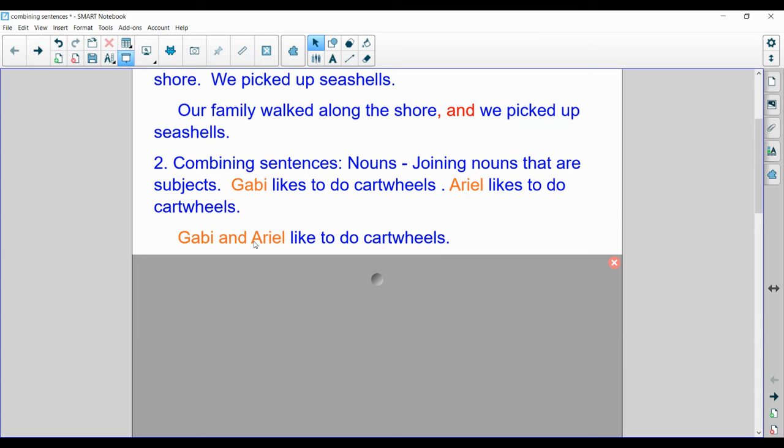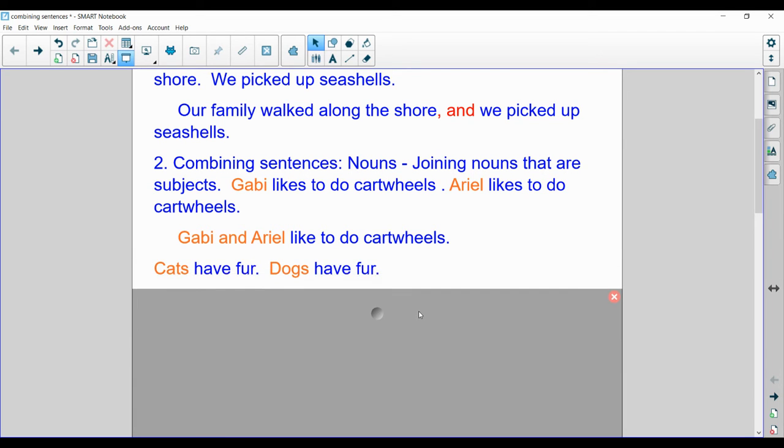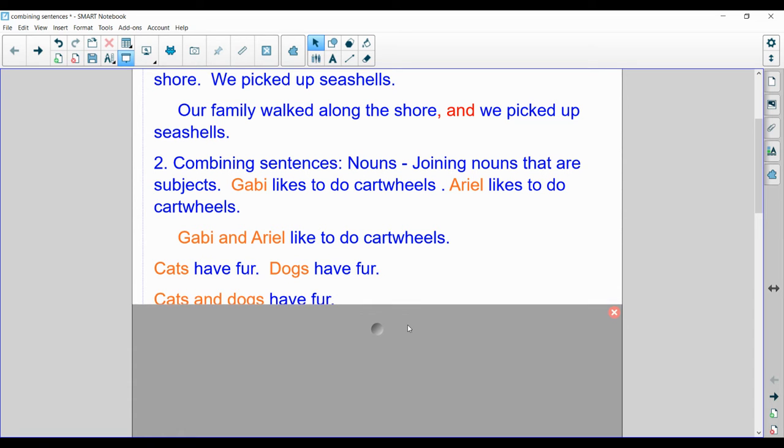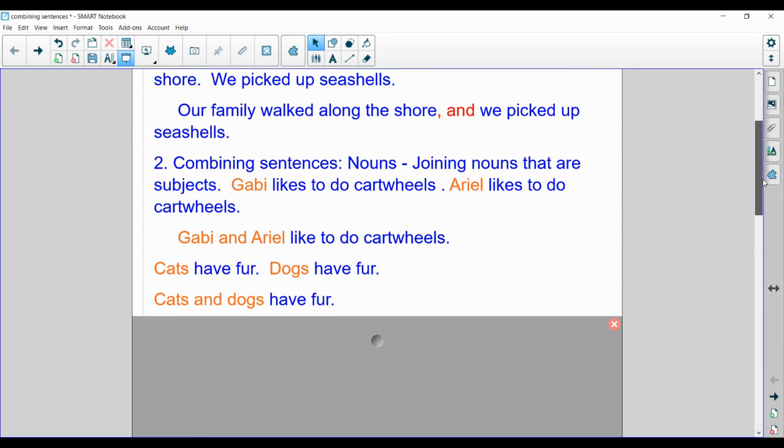Now, in this case, I capitalized Ariel because it's a proper noun. But sometimes when you have nouns in the subject that aren't proper nouns, we're not going to capitalize the second one. For example, cats have fur, dogs have fur. When I make that one sentence to make our writing better, I have cats and dogs have fur, but dogs is not a proper noun, so I change it to a lowercase letter. Dogs is a common noun.